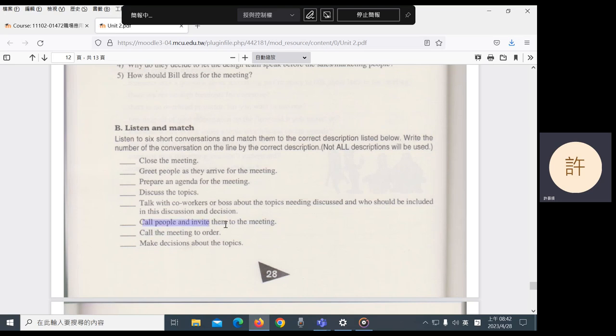Next one, call people and invite them to the meeting. 把人邀请开会. Call the meeting to order, 开始开会. Make decisions about the topics. Okay, so let's listen to these conversations.